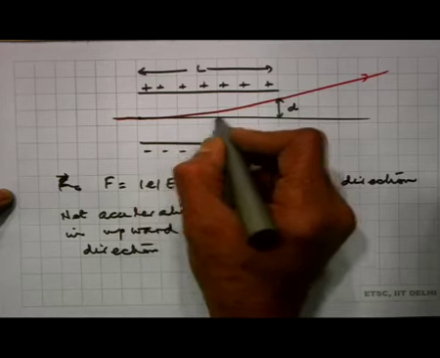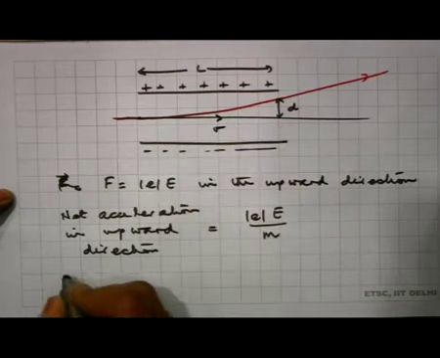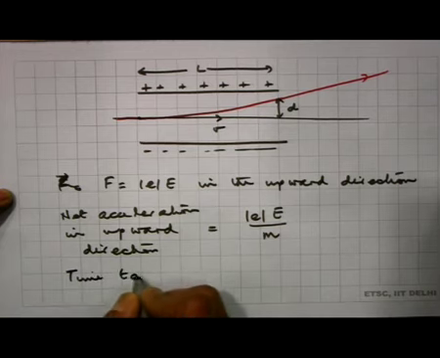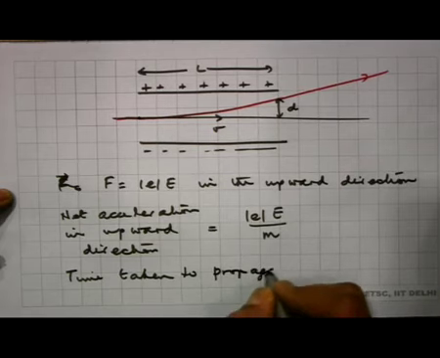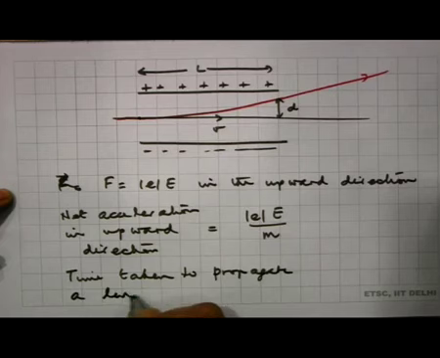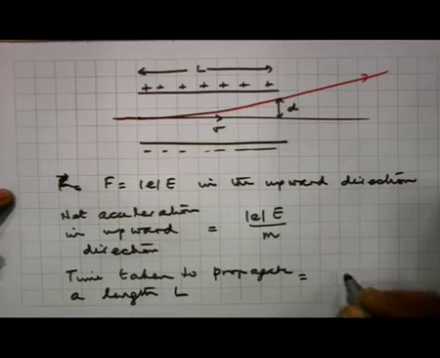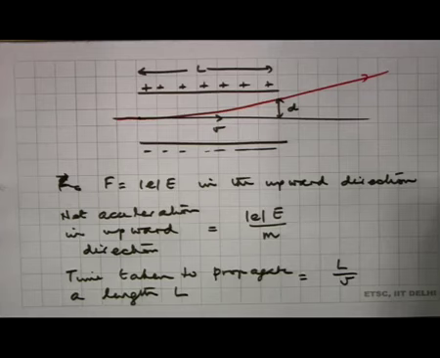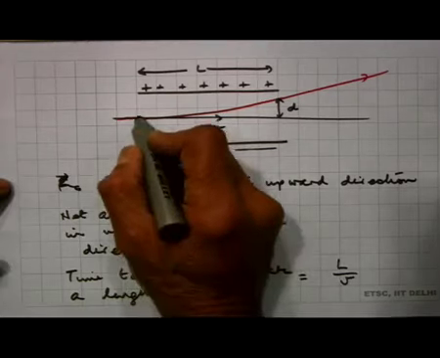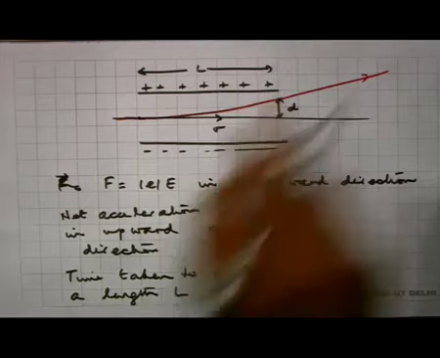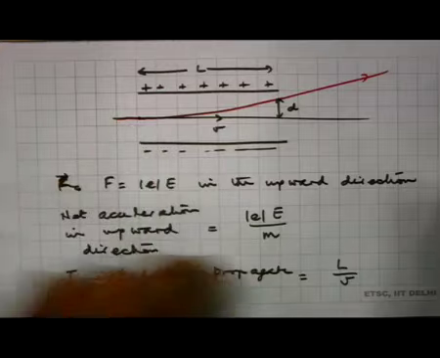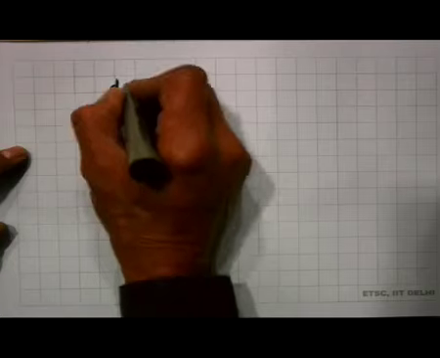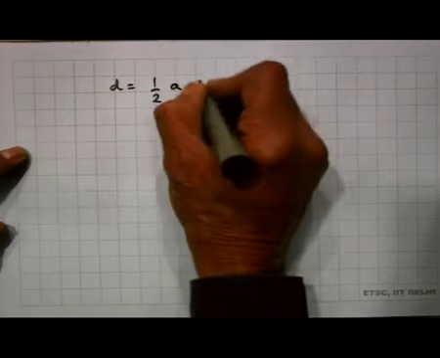If the velocity of the particle is v in this direction, the time taken to propagate a length L is equal to L by v. That is the time taken for the particle in going from here to here. Within this time, the particle has a force applied in the upward direction, so it will accelerate upward, with the net result that the displacement d can be calculated as d is equal to half of acceleration into t square.